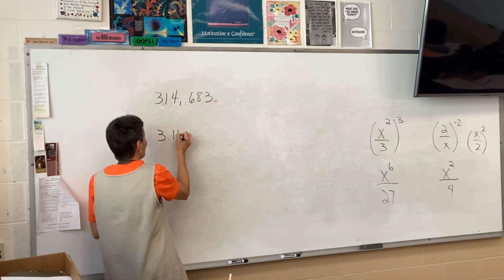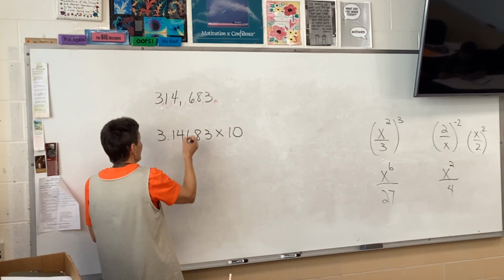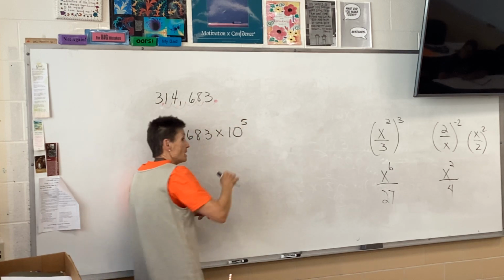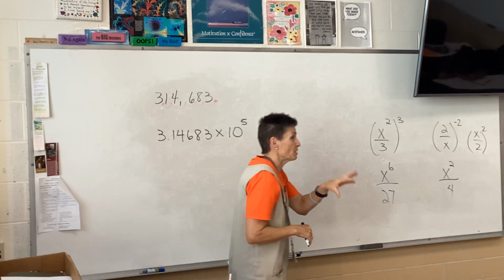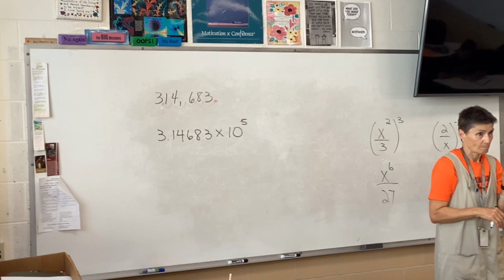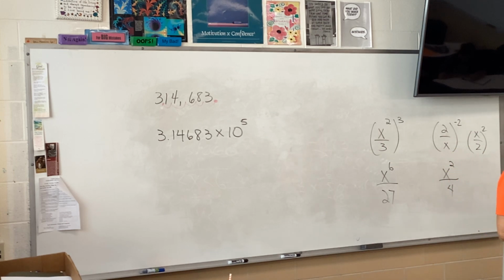So 3.14683 times 10 to the 1, 2, 3, 4, 5, fifth power. Well, Mrs. Ward, how do I know if it's positive 5 or negative 5? Well, look at the original number. Is it a big number or a little number? It's big. And when numbers are big, their exponents are positive.